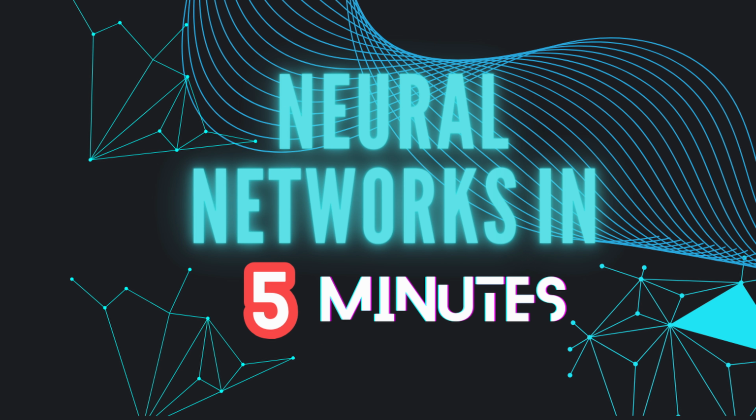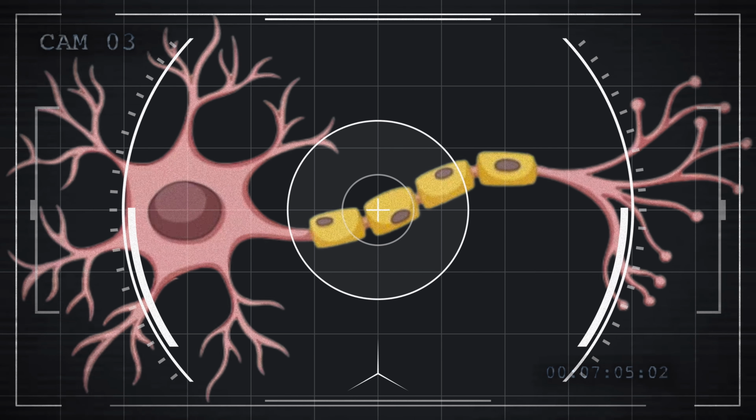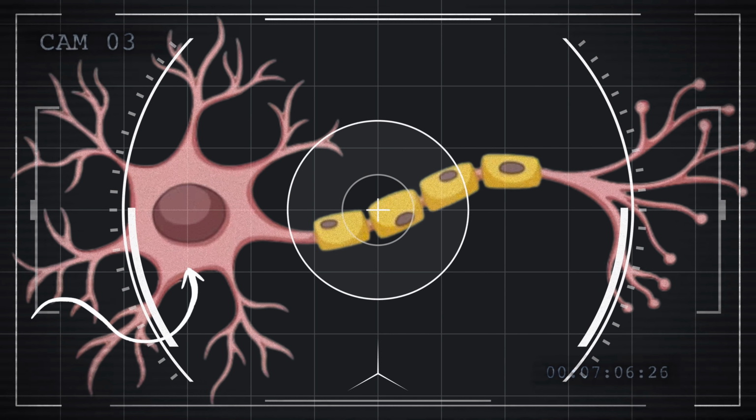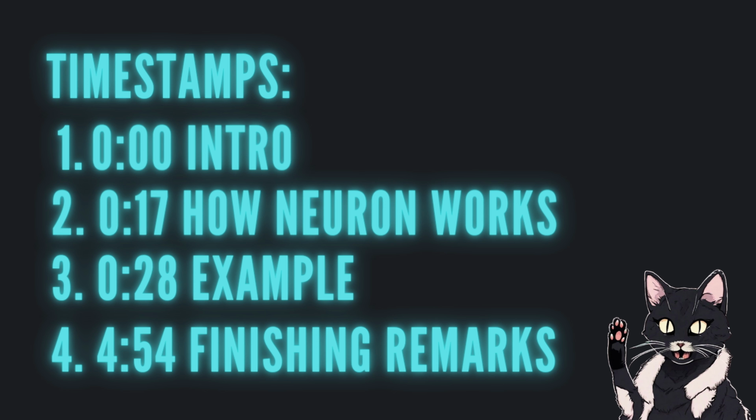Neural network in 5 minutes. This is a biological neuron. The octopus-like thing is receiving signals and the branching thingy at the end is to transmit signals. And this is an artificial neuron. TikTok uses these to recommend you dancing cat girls. Here are the timestamps and let's get started.